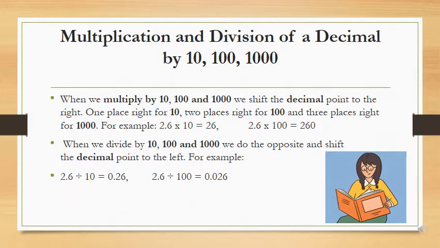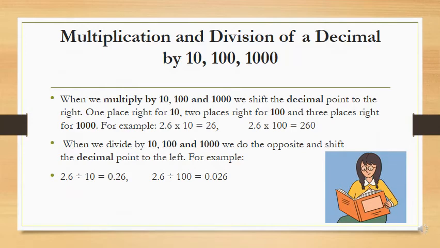Now, to multiply and divide a decimal by 10, 100 and 1000. So, to multiply a decimal number by 10, 100 or 1000, the rule is move the decimal place to the right based on how many zeros there are. For example, when 2.6 multiply by 10, we get 26. When 2.6 multiply by 100, we get 260.